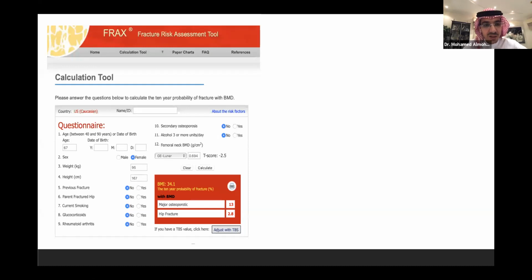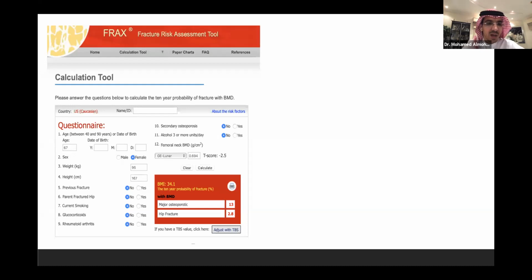Obviously, if you go by FRAX to predict her probability of having a fracture in the next 10 years, as you can appreciate, if you do not do the adjustment, her major osteoporotic fracture risk is in the moderate range, around 13, and her risk for hip fracture is only 2.8. That's not exceeding the threshold for treatment in our country, which is 3%. So BMD alone might underestimate her risk for fracture.